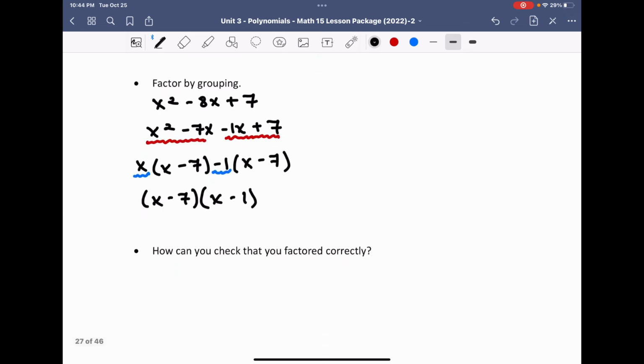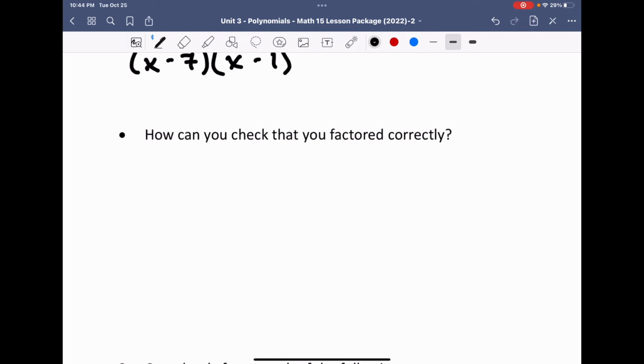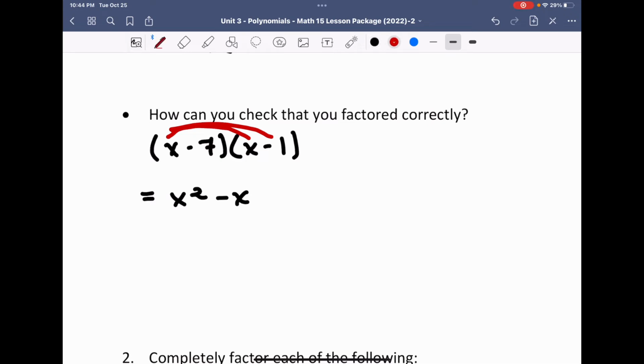All right, now how can you check we factored this correctly? What we can do is take this product of binomials and expand it. If I had x minus 7 and x minus 1, let's FOIL this. If I take x and multiply it to the two terms in the next bracket, this is equal to x times x, which is x squared, x times negative 1, which is negative x. Now I multiply the negative 7 to both terms in the next bracket. This is negative 7x. Negative 7 times a negative 1 is positive 7.